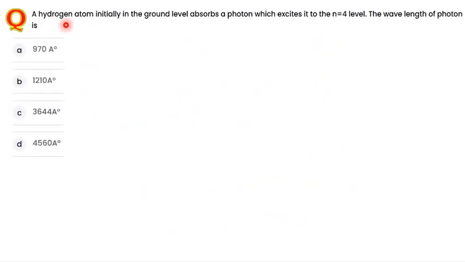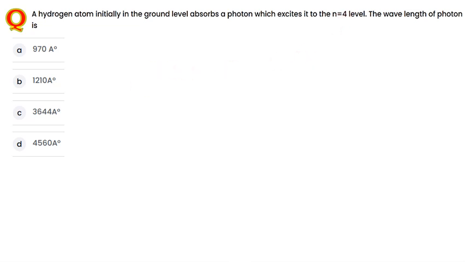Here, a hydrogen atom initially in the ground level absorbs a photon which excites it into the fourth level. From the ground state it has reached the n equal to 4 level. What they are asking here is the wavelength of the photon, that is, for the third excited state. See, n equal to 1 means the ground state, the first excited state is n equal to 2, the second excited state is n equal to 3, and n equal to 4 means the third excited state.